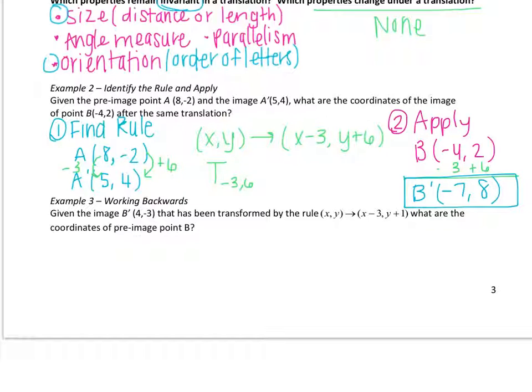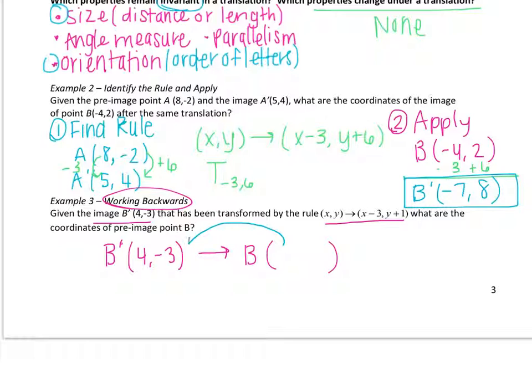Our next example has us working backwards. Given the image B prime, so they give us what we usually get out. We are given the image B prime that has been transformed by the rule (x, y) maps onto (x minus 3, y plus 1). What are the coordinates of the preimage point B? So I need to work backwards here. I'm trying to go from B prime at (4, -3) onto B at some point. Now, to go from B to B prime, they're telling us that we used this rule, x minus 3 and y plus 1. But I'm trying to go backwards.